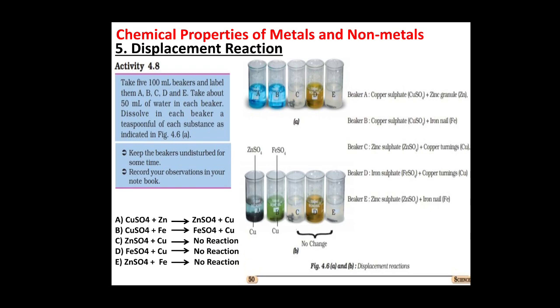Just see what will happen in beaker A. Copper sulfate plus zinc will give zinc sulfate plus copper, because zinc is more reactive than copper. Similarly, in beaker B, iron sulfate will be formed, and iron, being more reactive, displaces copper, which is less reactive. But in the zinc sulfate solution, when copper turning is mixed, what happens? There will be no reaction. Why so?